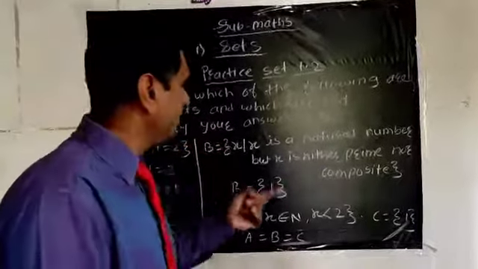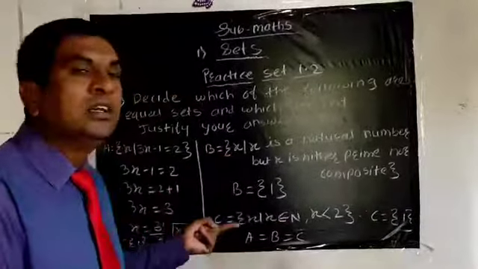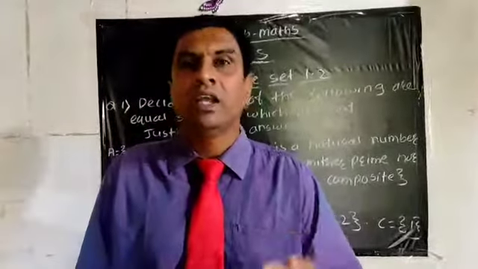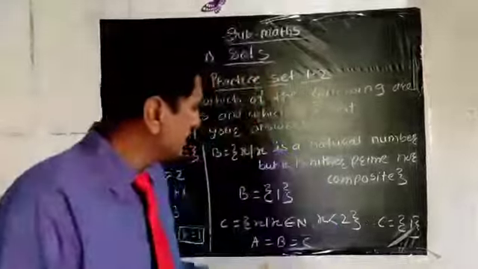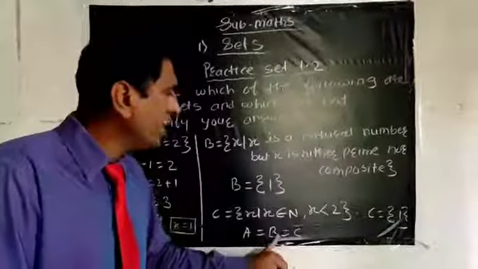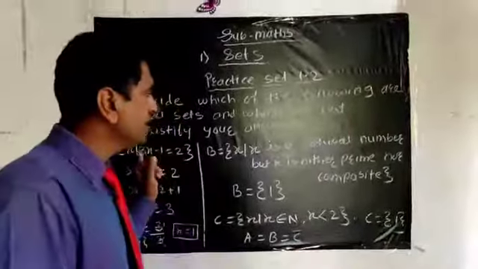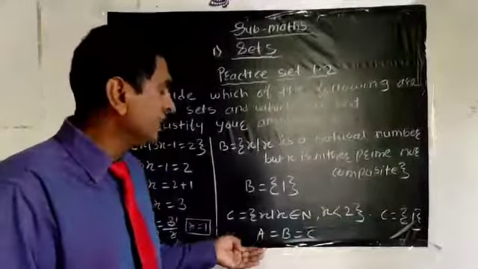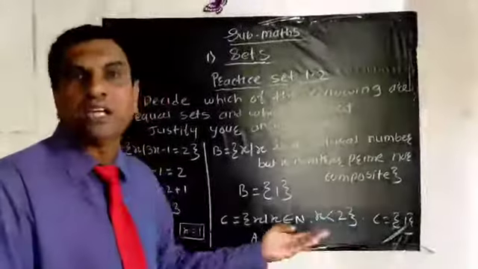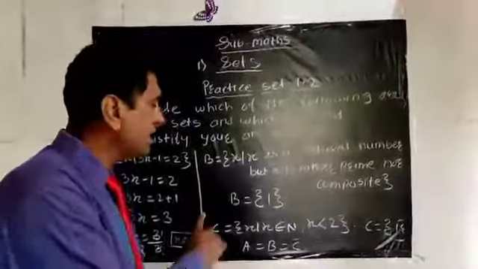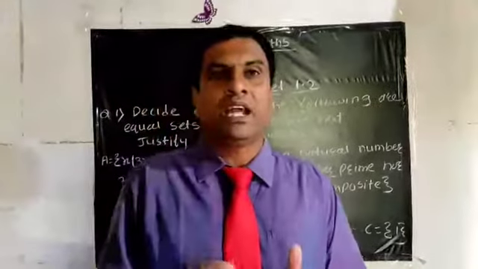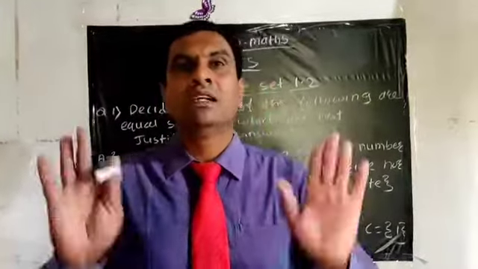And "justify your answer" means write down the reason. Set A, set B and set C have equal elements. Therefore, set A equals set B equals set C. These three sets are equal to each other. You can also write set C equals set B equals set A. It means all these three sets are equal to each other because in each and every set the elements are the same.